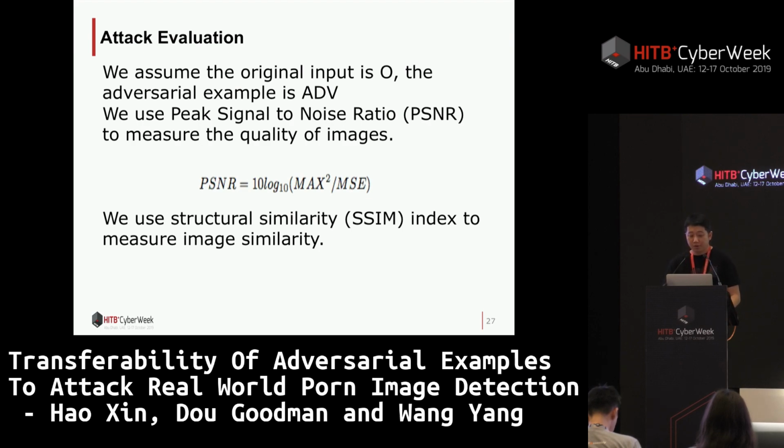In addition to comparing the transferability, we should also pay attention to the gap between them. We need to measure the degree of distortion of adversarial examples. If the images are quite different from the original one, it will lose the meaning of the attack. So we use the PSNR to measure the quality of the image and the SSIM to measure the similarity between the original image and adversarial examples.